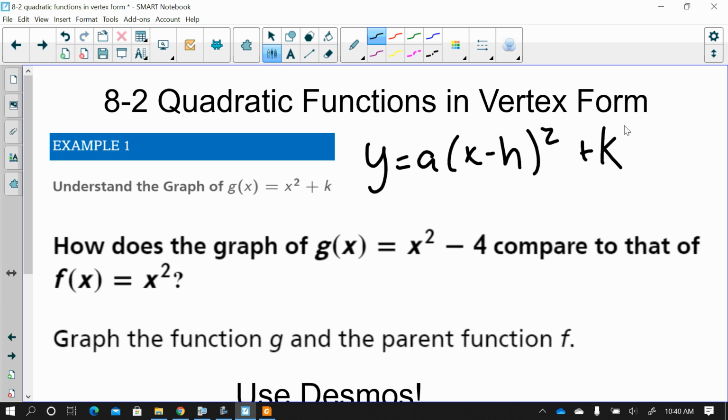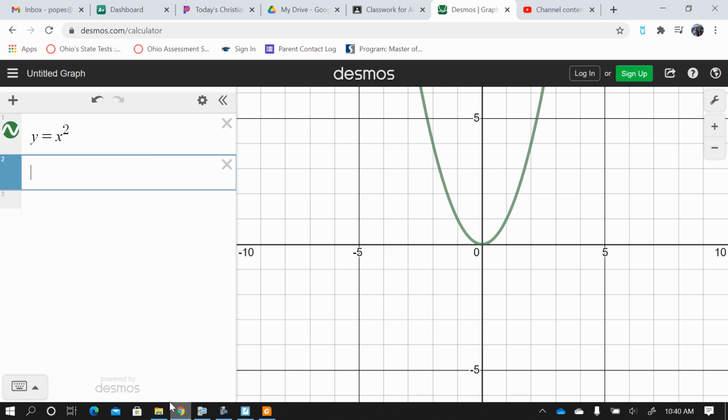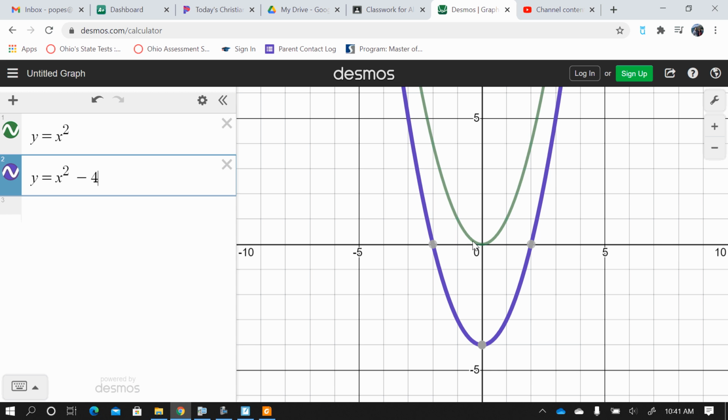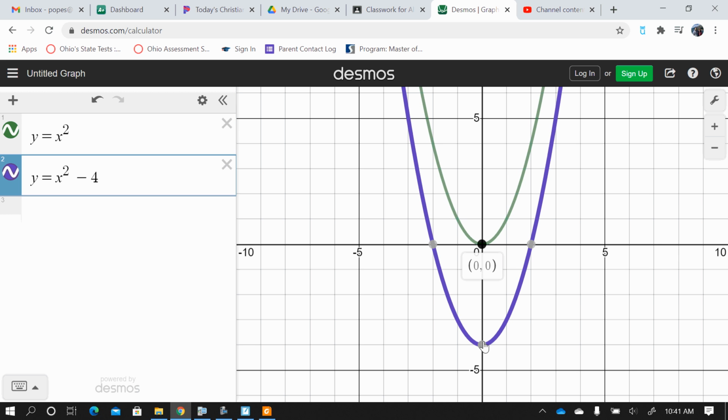So the first variable we're going to start with is k. How does the graph of g of x equals x squared minus 4 compare to the graph of f of x equals x squared? Well, let's graph it and see what happens. Here's Desmos. I have my parent function already graphed, y equals x squared, minus 4. Huh, well, look at that. Here's my vertex. Here's my vertex. Looks like it just got moved down 4.